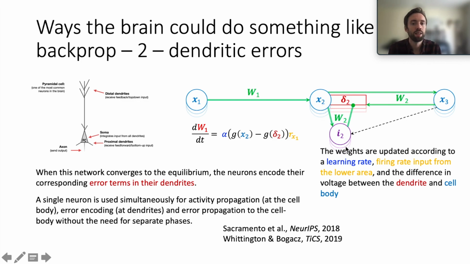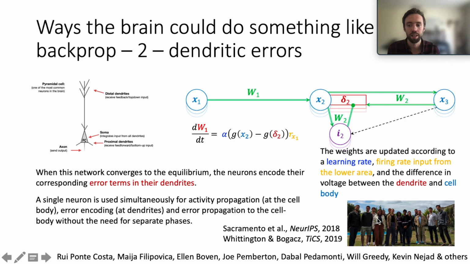Also, remarkably, it does this propagation of activity and learning at the same time, unlike the normal backpropagation algorithm. Also, one important thing to notice here is that the learning rule depends entirely on information that a single neuron should have available. This includes inputs from lower areas and differences in activity or voltage between 2 compartments of the cell.